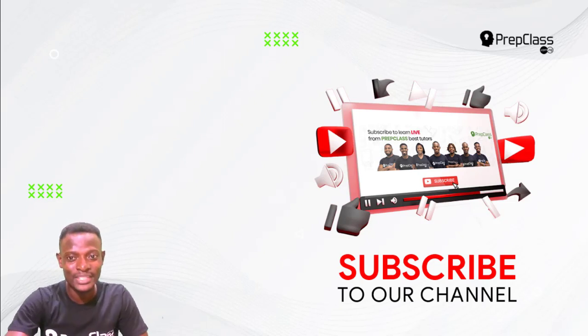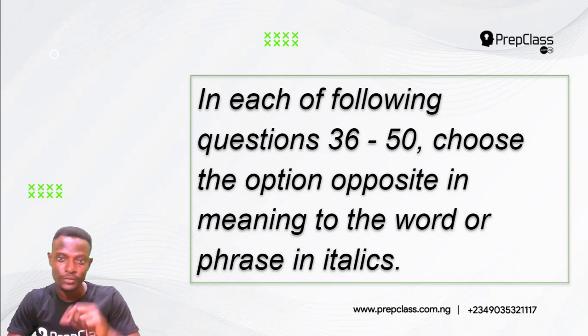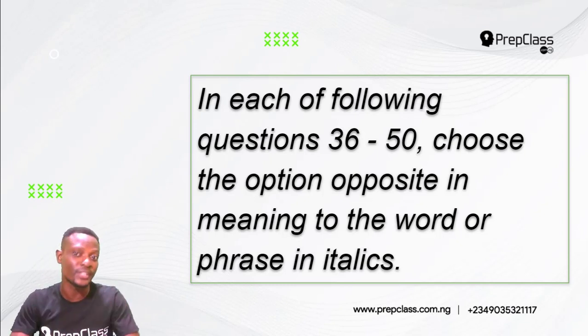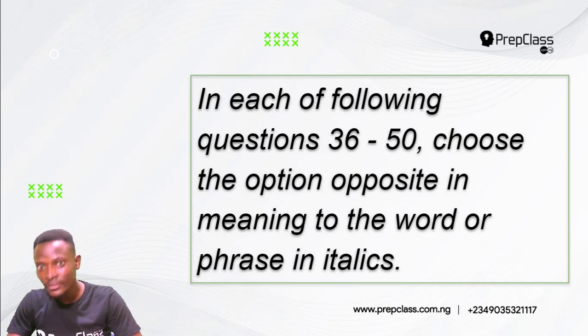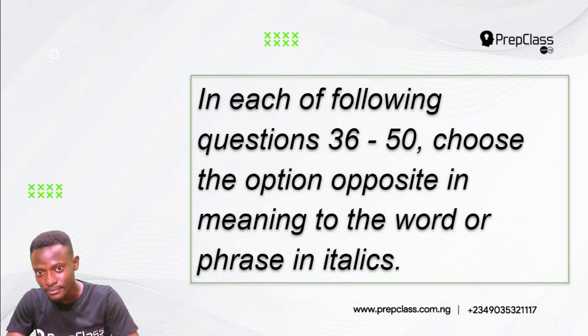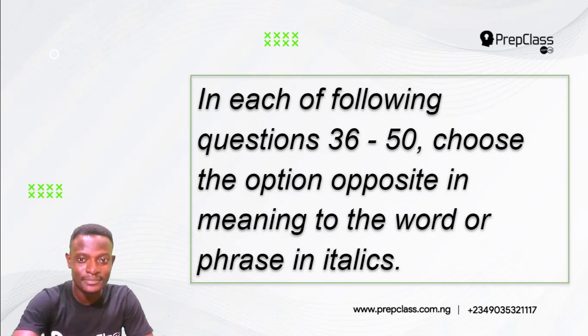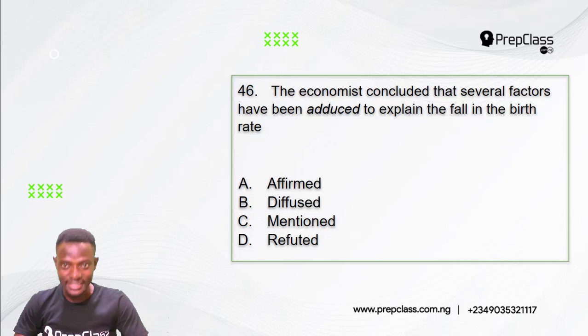Alright, let's begin. Now, in this video we will be answering questions 46 to 50 because in previous videos we have answered questions 36 to 45. In each of the following questions 46 to 50, choose the option opposite in meaning to the word or phrase in italics. Alright, let's begin. Question 46.